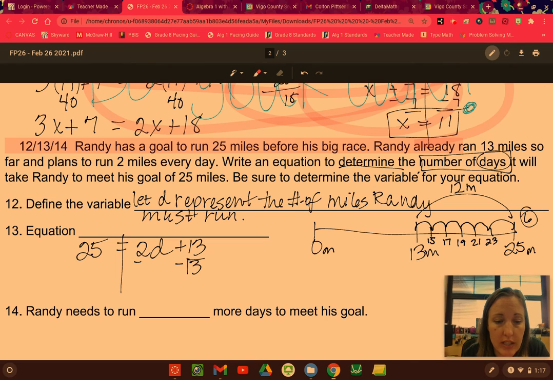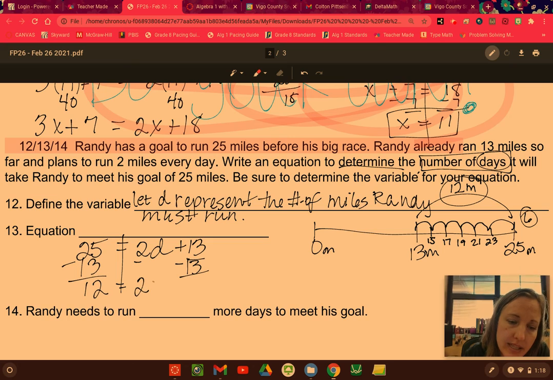Well, let's subtract 13 from both sides, which is actually what we did right here to get that. Remember when I was thinking about what's 13 plus what is 25? That's where that 12 comes in. And then here's where, instead of repetitive addition of the number 2, right? Isn't that the same as multiplying by 2? Yes. And multiplication and division are opposites. So I'm going to divide by 2. So 12 divided by 2 is 6. 6 more days to meet his goal, right? So I now defined my variable and I wrote my equation.